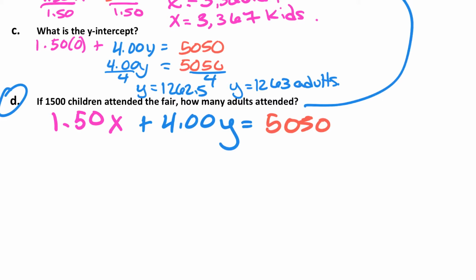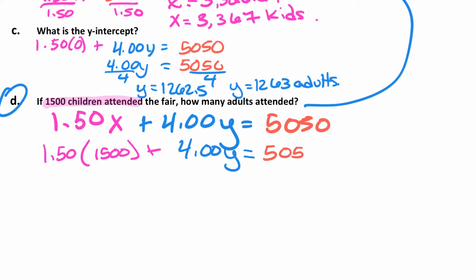1.50x plus 4.00y is equal to 5050. So now we have, as they said, if 1,500 children attended the fair, how many adults attended? Well, our x is the number of children. So I am going to substitute that in. So 1.50 times 1,500 plus 4.00y is equal to 5050.